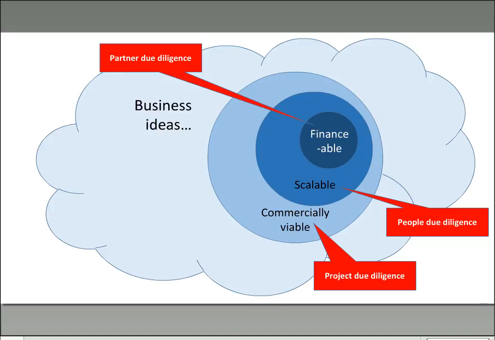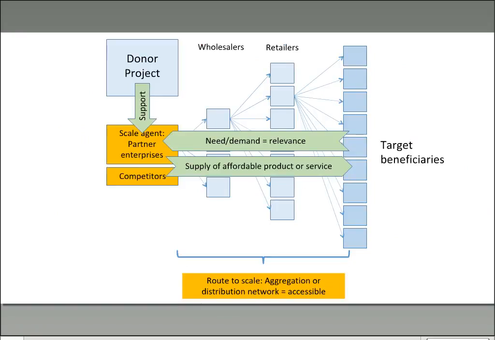The second one concerns scale agents and routes to scale. And here is quite a complicated diagram, but what it's trying to show is that we have on the left the partner enterprises, maybe one, maybe more, which is receiving support from the donor project. On the right, we have target beneficiaries, and then we need some kind of distribution or aggregation network that connects the two, so that demand can flow in one direction and supply can flow in the other.